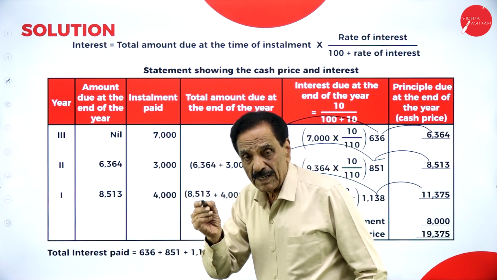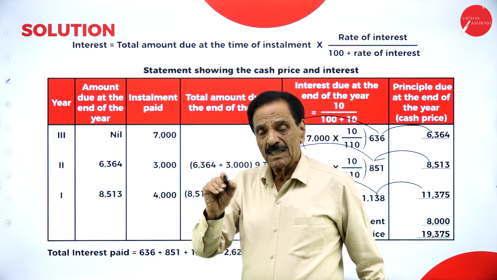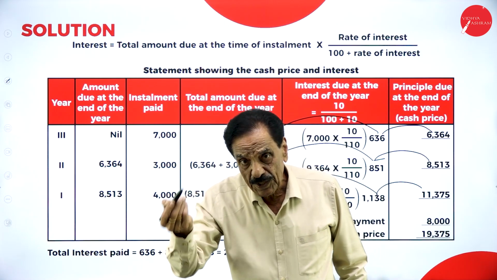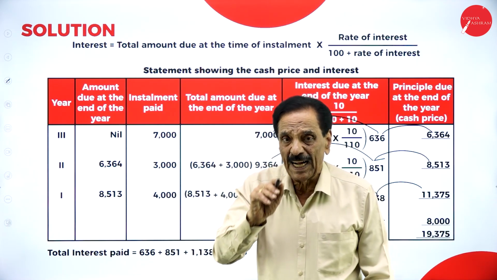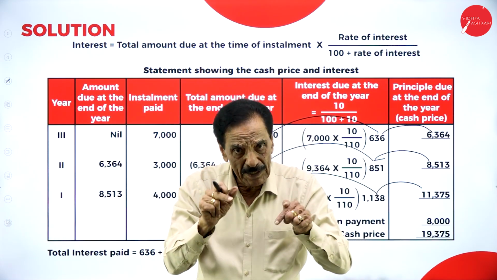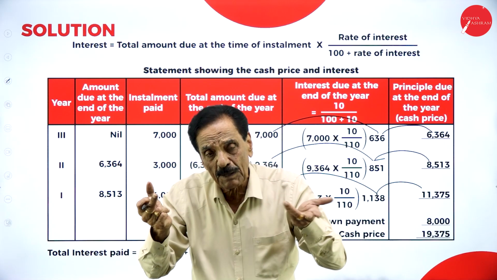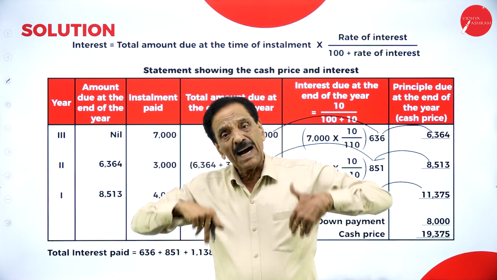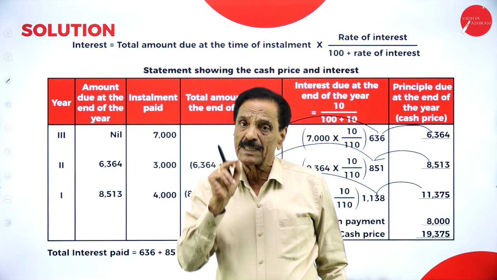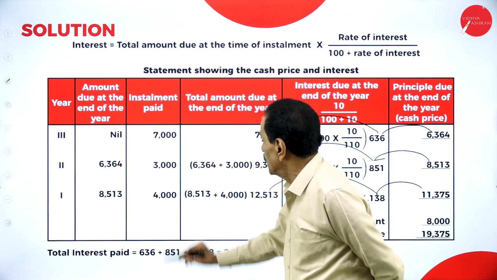You take third year minus interest, add second year minus interest, add first year minus interest, add down payment. How will it be? Third installment minus interest, add second installment minus interest, add first installment minus interest, add down payment. That's the cash price. What we have done is the same thing.